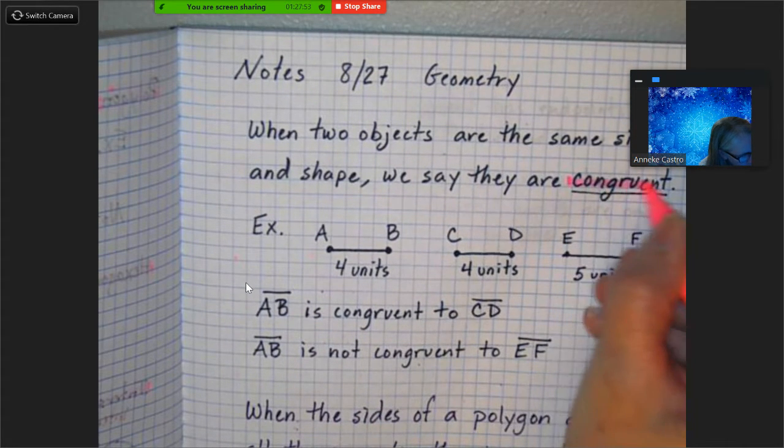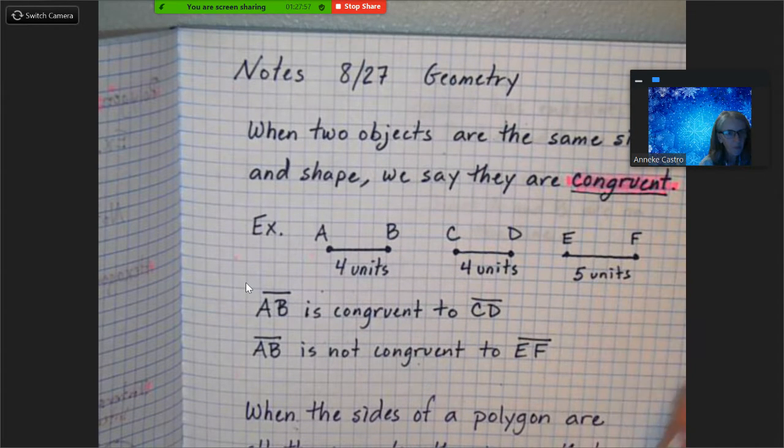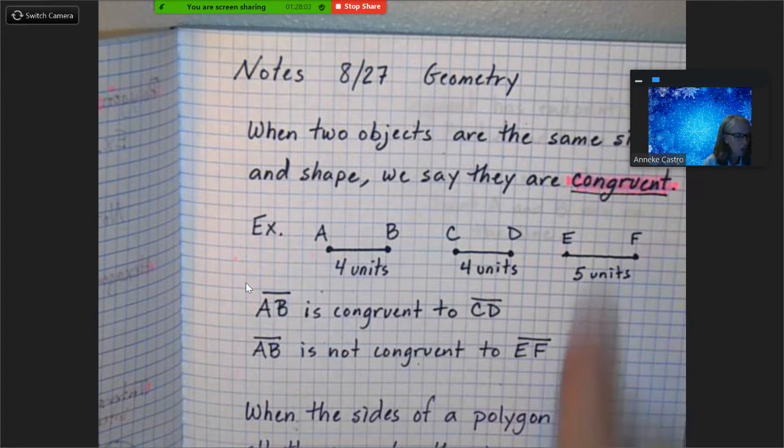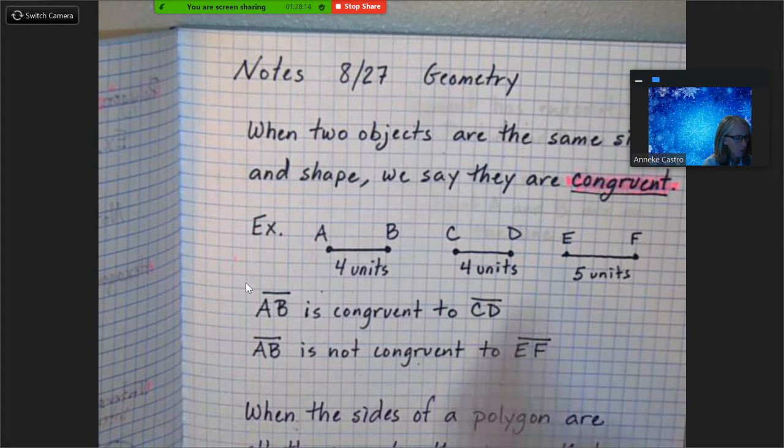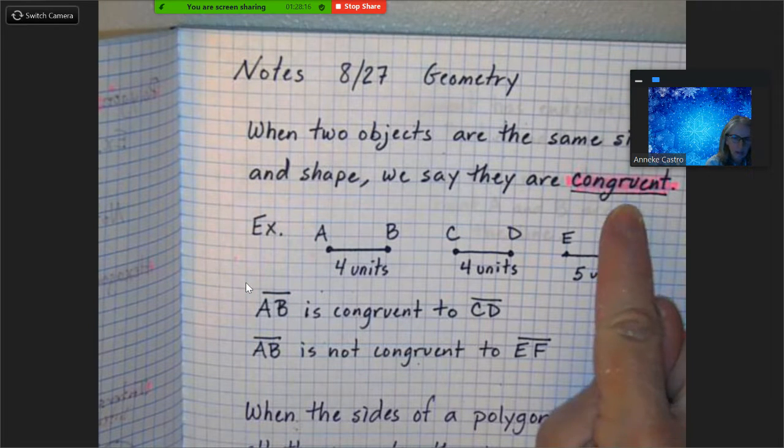So it's kind of like the word equal. But in geometry, when we talk about shapes, we use the word congruent. We don't use the word equal. We use the word equal for numbers, but for shapes, we use the word congruent.